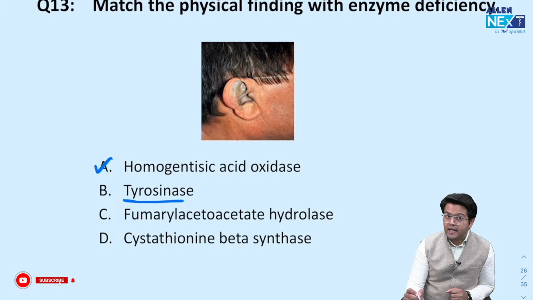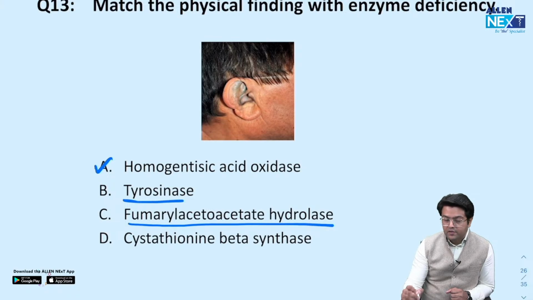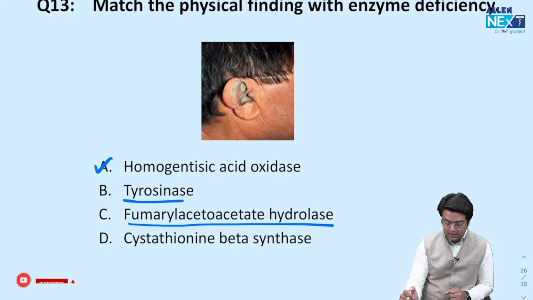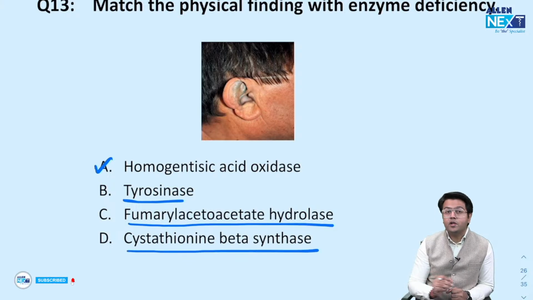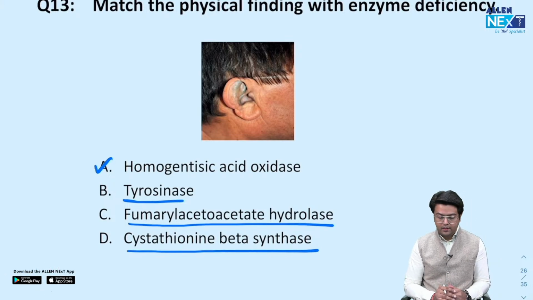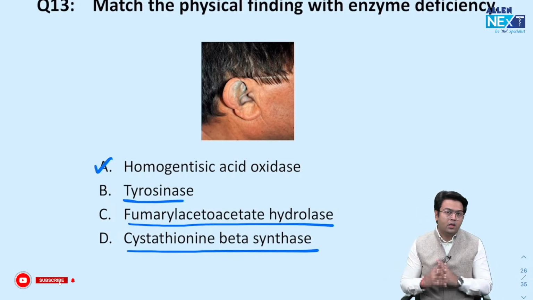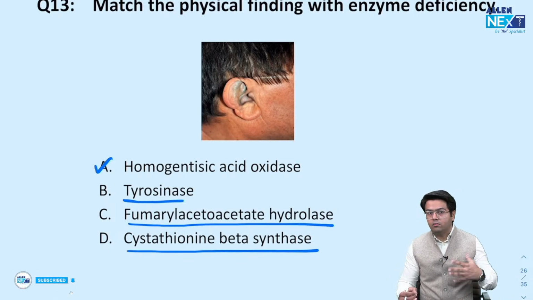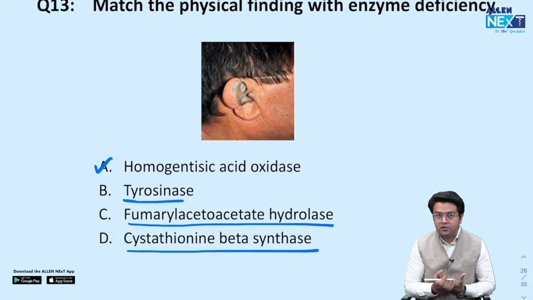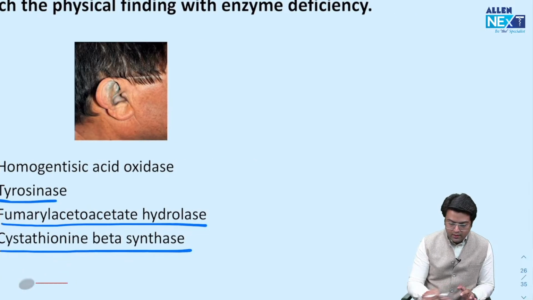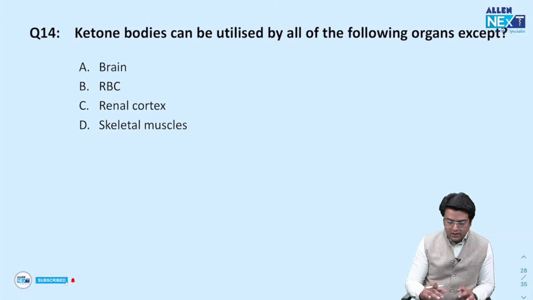Tyrosinase deficiency causes albinism, right? Fumarylacetoacetate hydrolase deficiency causes tyrosinemia type 1, right? And cystathionine beta synthase deficiency causes homocystinuria. Clear? तो यार ये सब याद रखना हमें, ठीक है? Because again I am telling you, most important is pictures जो हमने पढ़ी है revision session और classes में भी, and the names of enzymes, right? Okay. So guys, that is all about question number 13.